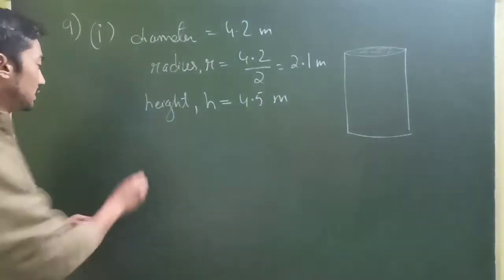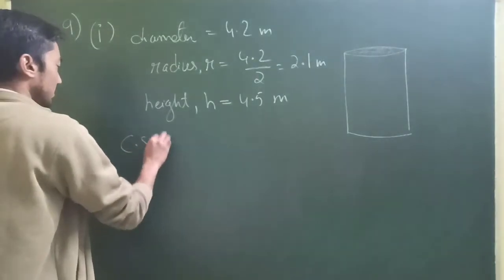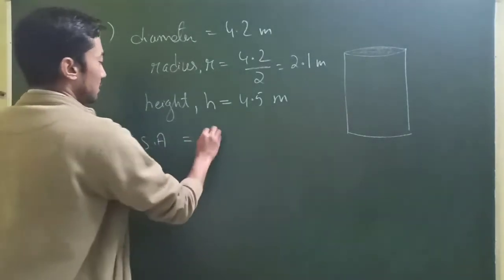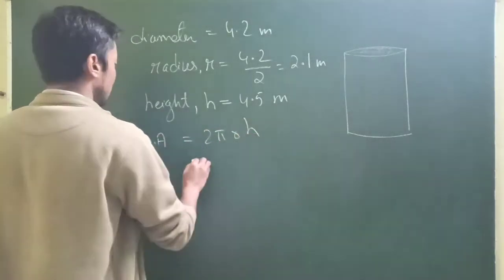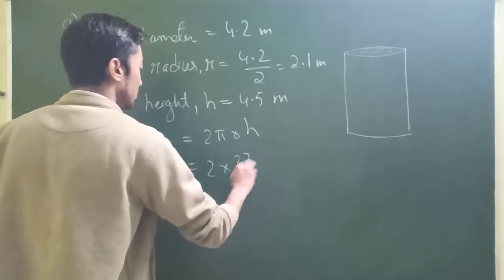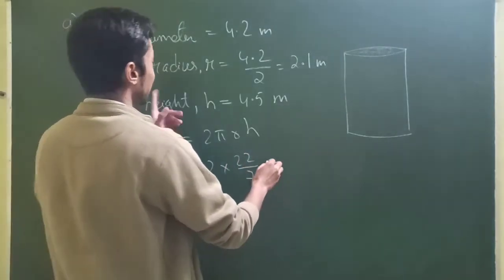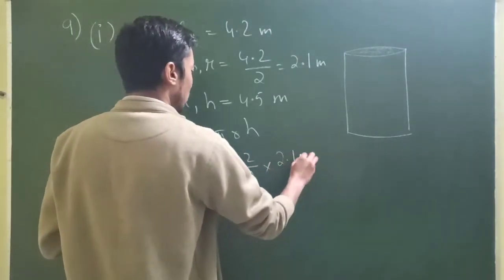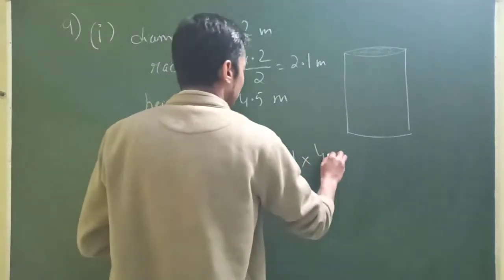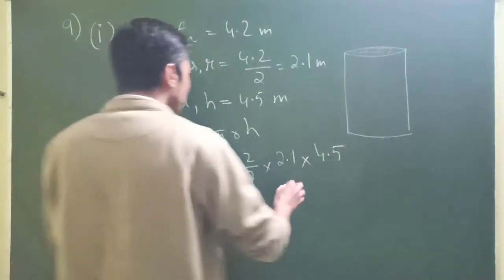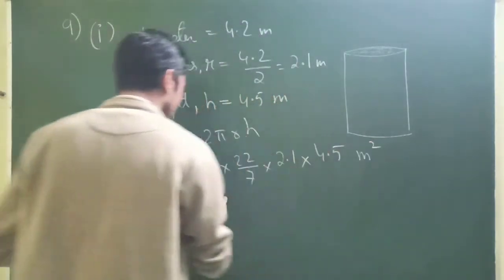So let's find out. That's going to be easy. Curved surface area would be 2πrh. So that's going to be 2 into 22 by 7 into radius 2.1 into height 4.5 meter into meter. So that's going to be meter square.